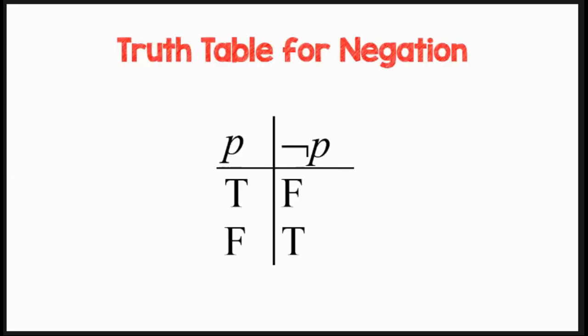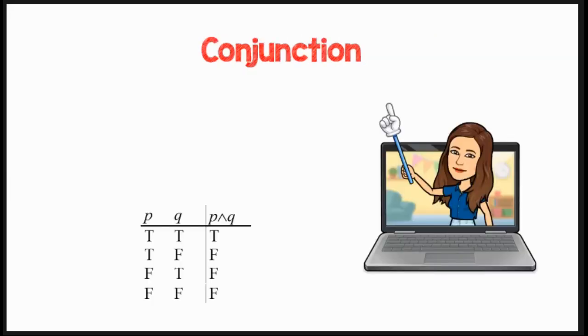So, i-summarize natin. For proposition P, if the truth value is true, then the negation of P will be false. Ang truth value naman ng proposition na false will have the negation of P with the truth value true. Magkabaligtad lang siya lagi. Okay? I hope that was clear. Let's go to the next operator, conjunction.